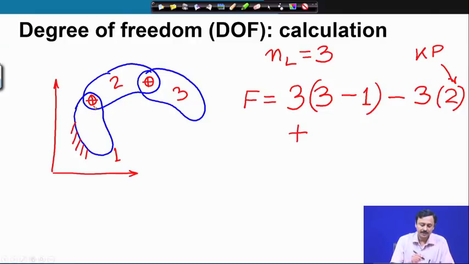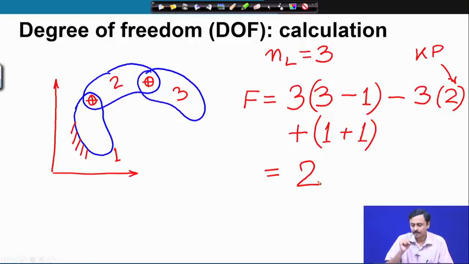So, I will add to it the degrees of freedom of the individual kinematic pairs. Suppose again these are hinges. So, there are 2 hinges. Each hinge has 1 degree of freedom. So, 1 plus 1. Therefore, the degree of freedom is 2 in this case.